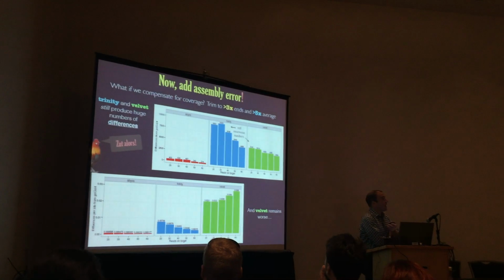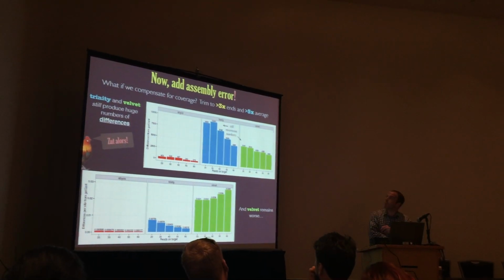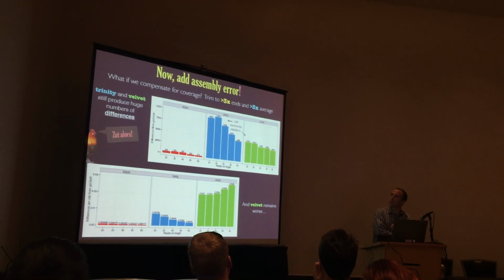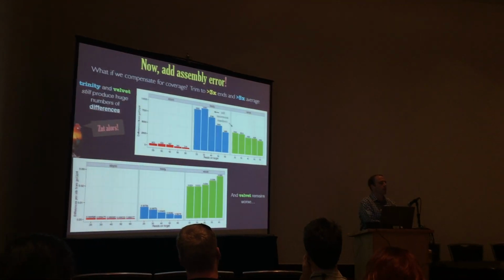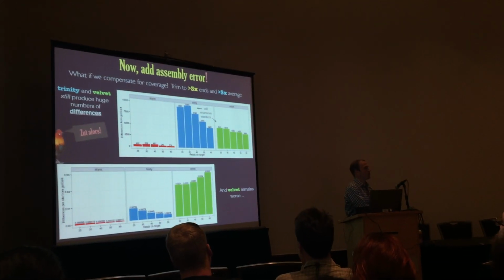Now you might be saying, I haven't said anything about sequencing coverage, I haven't adjusted for sequencing coverage, and maybe it's just the fact that all these errors are due to sequencing coverage. So I went back and I trimmed all the contigs such that all of the contigs had greater than 3x coverage ends, and all of the contigs had greater than 5x average coverage.